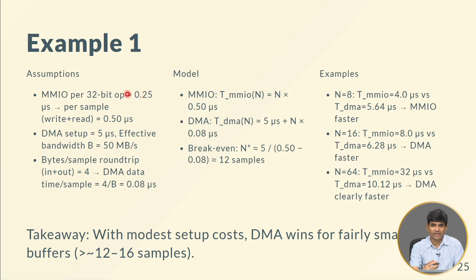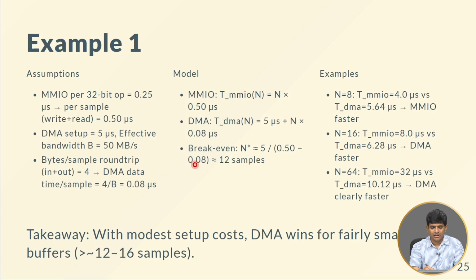We already saw that the AXI write could potentially take 5 or 6 clock cycles. So for MMIO, I'm going to assume that it takes 0.25 microseconds per sample, which means that if I want to do a write and a read, I'm going to require 0.5 microseconds.